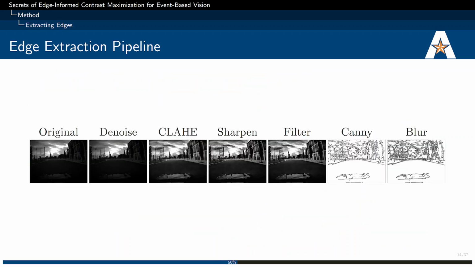To extract edges from image frames, we apply a series of transformations including denoising, histogram equalization, sharpening, bilateral filtering, Canny edge detection, and Gaussian blurring. The resulting edges are directly used in our framework.